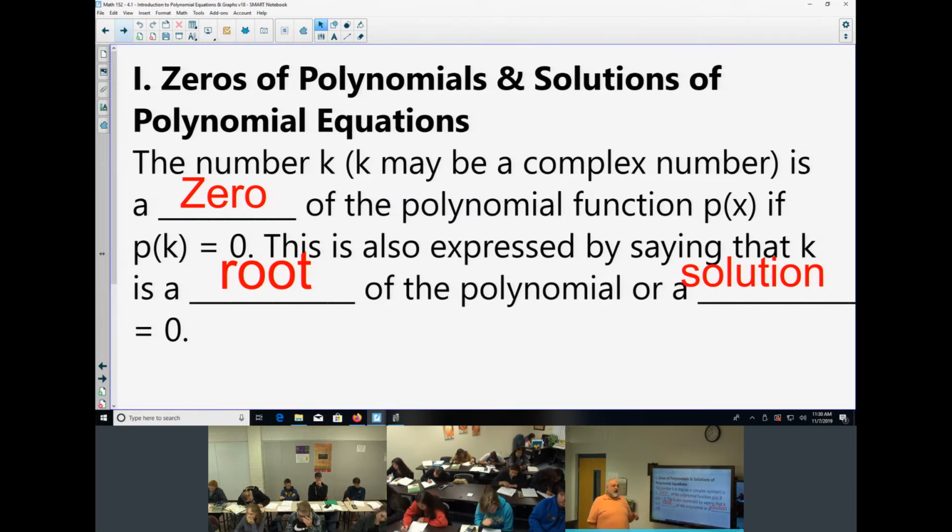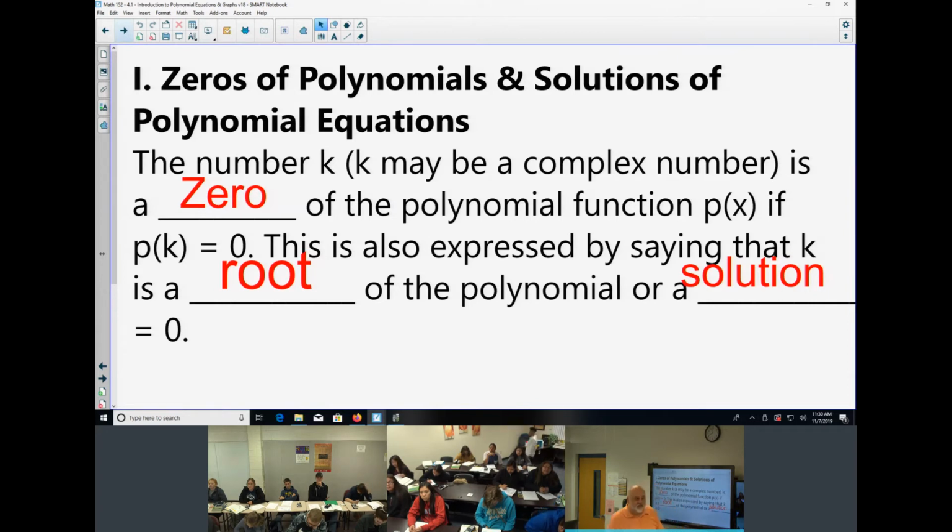Now, some people get confused with that terminology. The zero of a function doesn't mean you're plugging in zero. It's what number do you plug into the function to get zero. Okay? So it's kind of weird to say 3 is a zero. That sounds weird. So 3 is a zero of a function means if you plug in 3 into the function, you get 0.